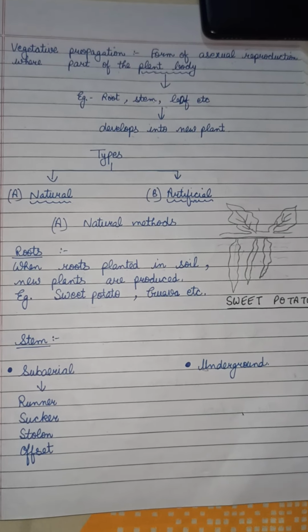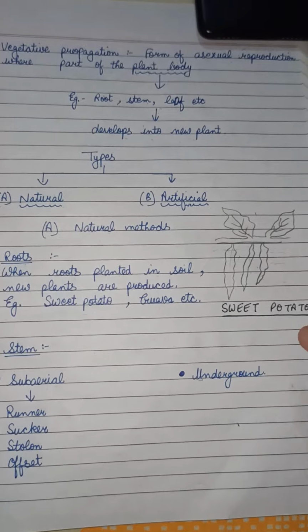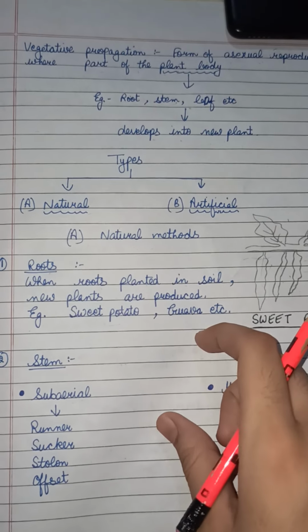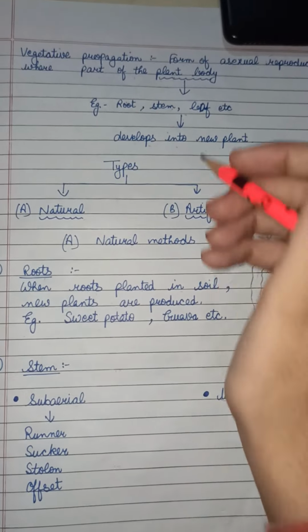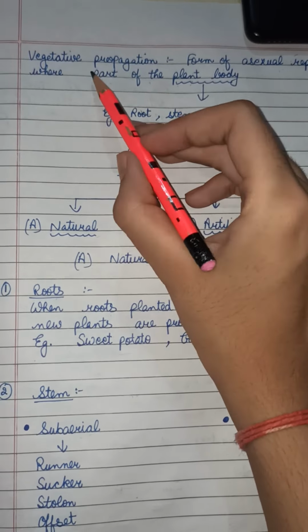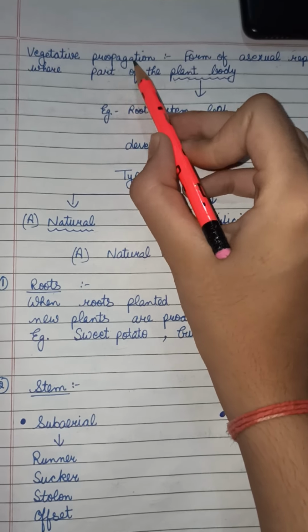Hello friends, in the earlier video we have studied about asexual methods of reproduction like binary fission and multiple fission. So in this video we will be discussing asexual modes of reproduction in plants. So here we go. Vegetative propagation. Now what is this vegetative propagation?